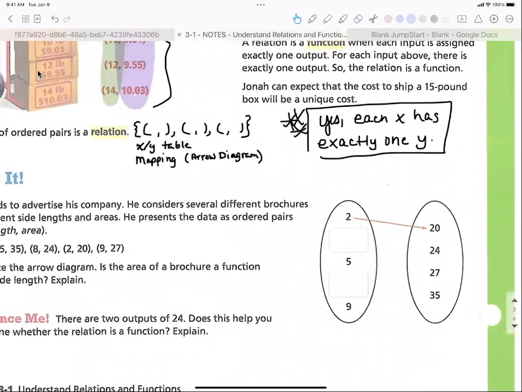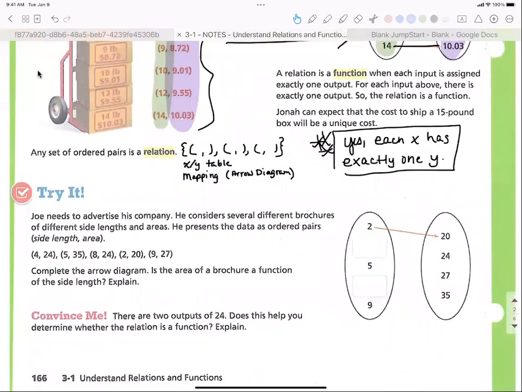So let's look at this try it. And we're going to do a lot with this try it. So this is how to construct a map, okay? What you want to do is look at your ordered pairs, and that's over here. This is your relation right here. And you want to look at in each ordered pair, what's your x? Well, in this case, you've got 4, 5, 8, 2, and 9. Those are your x's, and that's what's going to go in your x bubble.